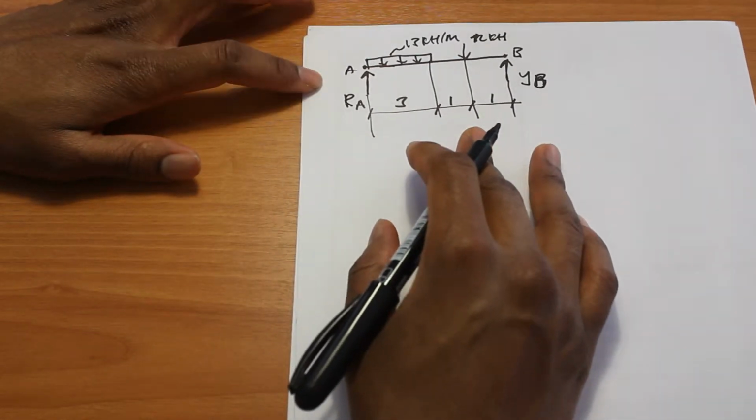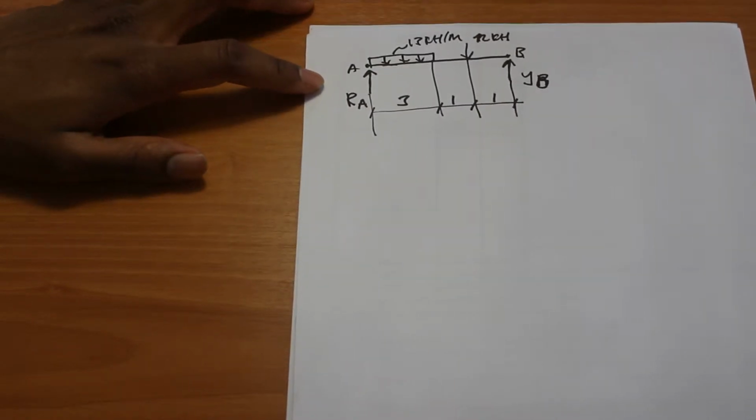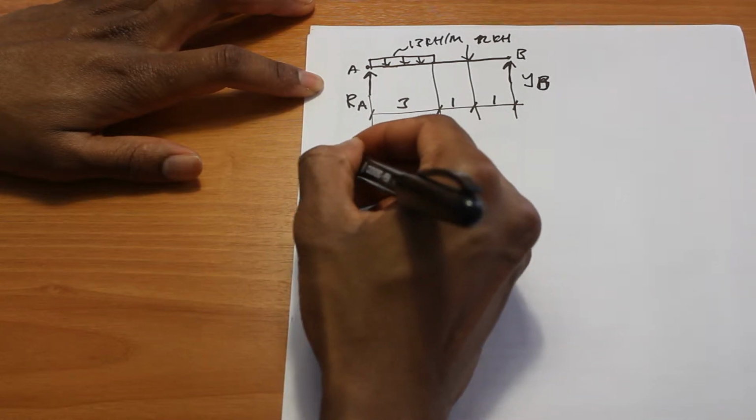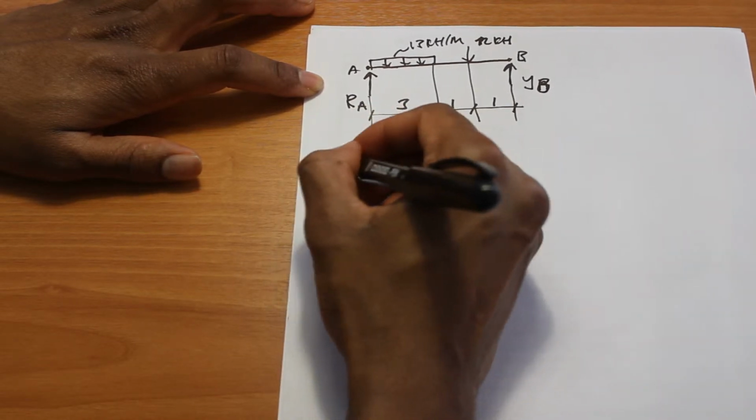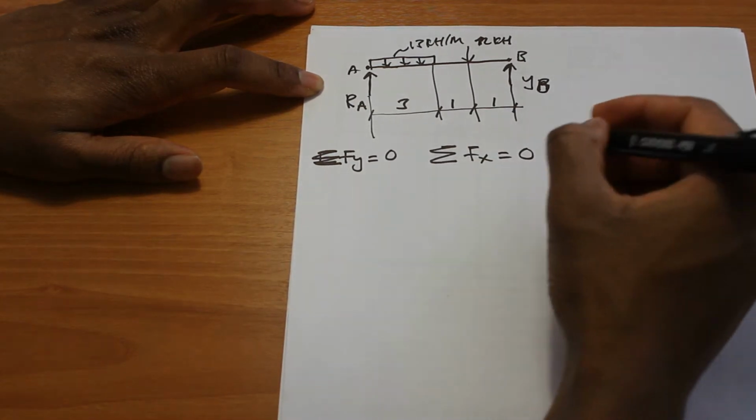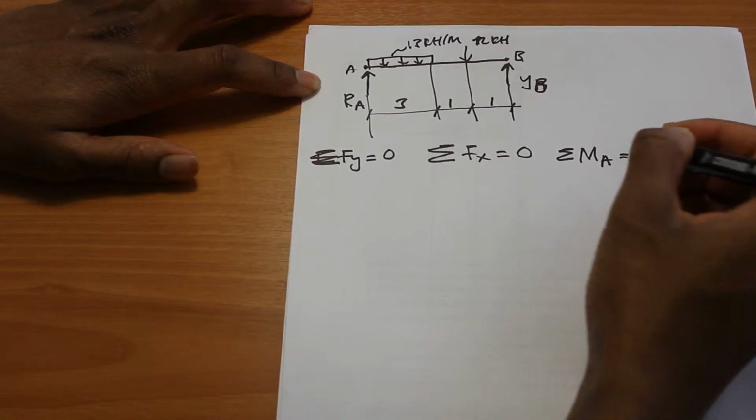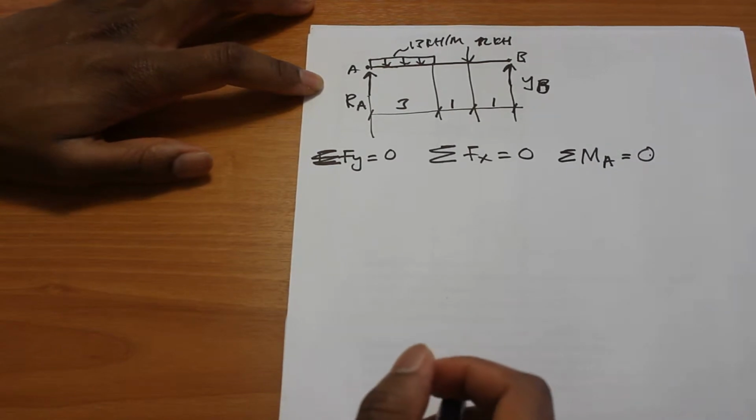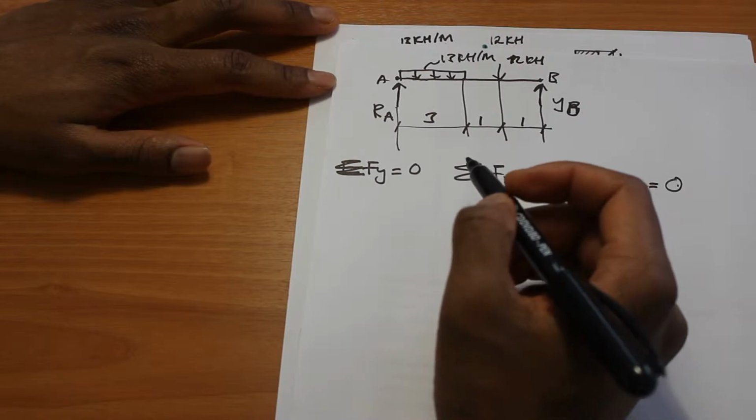So let me take you a bit back to statics. When we're dealing with statics, we remember that the three equations of equilibrium are that along the y-axis, the sum of the forces along the y-axis is equal to 0. The sum of the forces along the x-axis is equal to 0. And then the sum of the moments at a certain point within this beam, for example at the point A, is also equal to 0. So having said that, we can now start analyzing our beam.